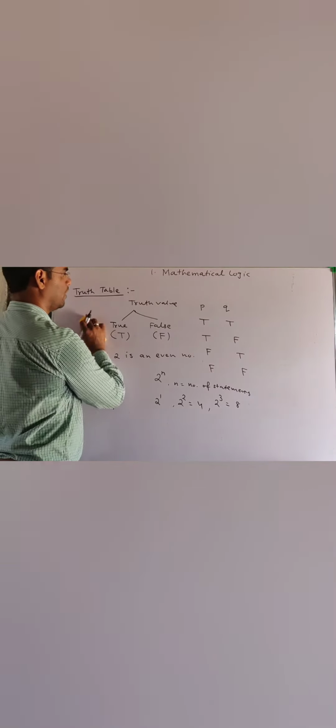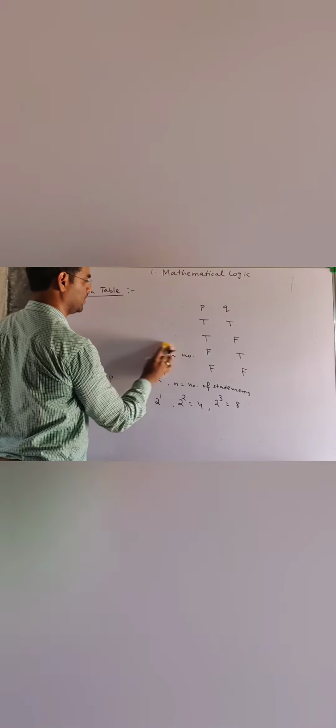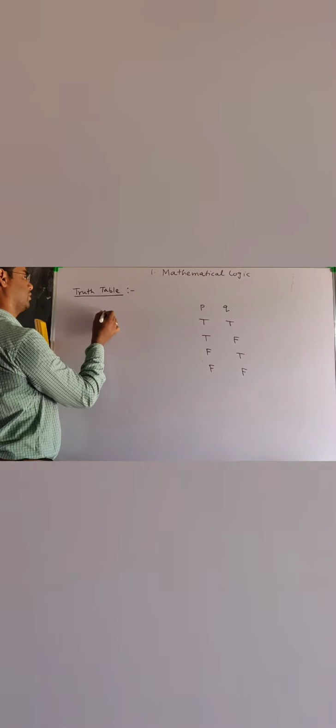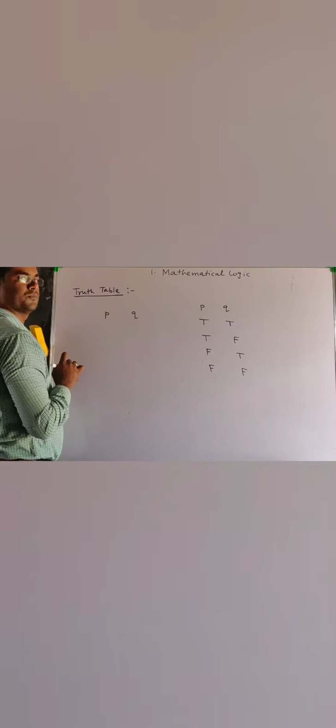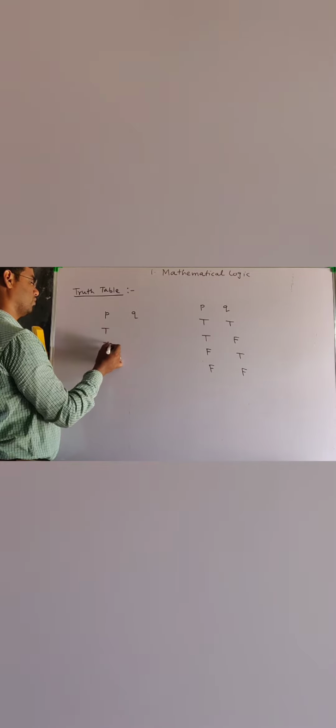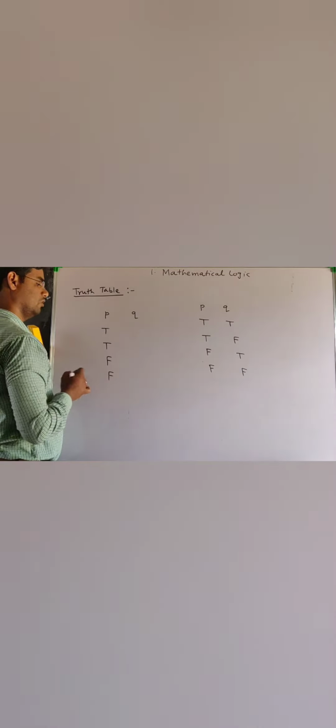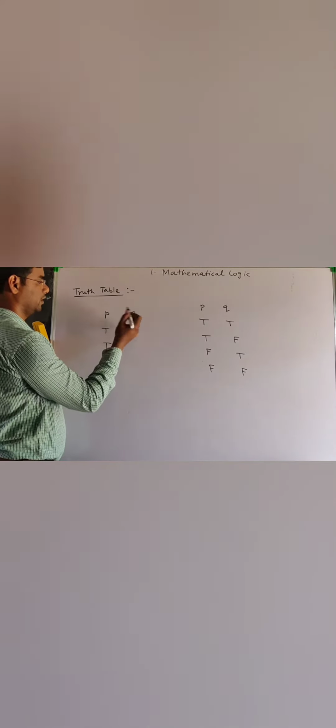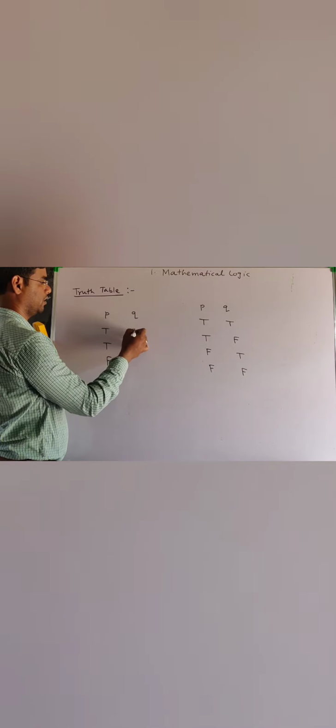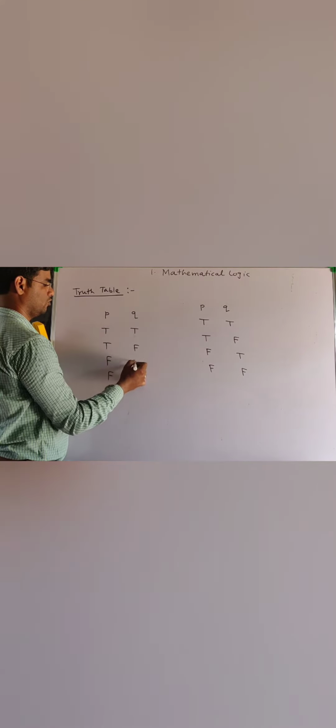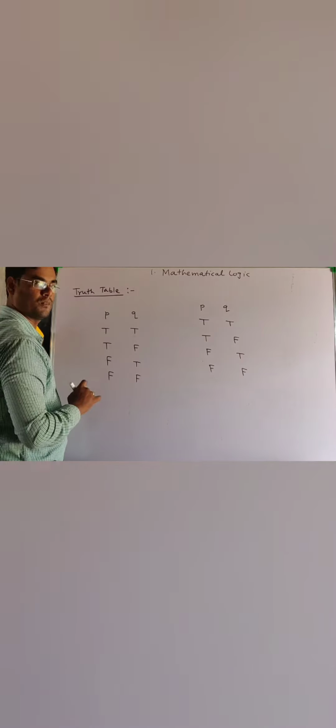So how to remember these possibilities? If we have two statements, first we have to write the given two statements. Suppose P and Q are the given statements. For the first, write down true, true, false, false. In the second statement, you have to write alternately true, false, true, false. If we have two statements, that is 2 raised to 2, there will be a total of 4 possibilities.